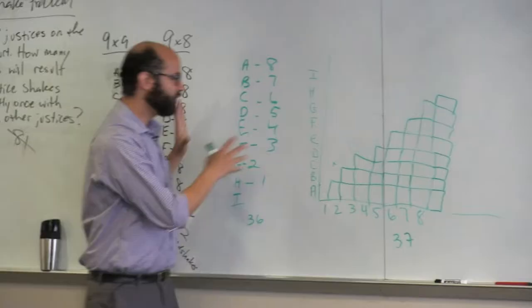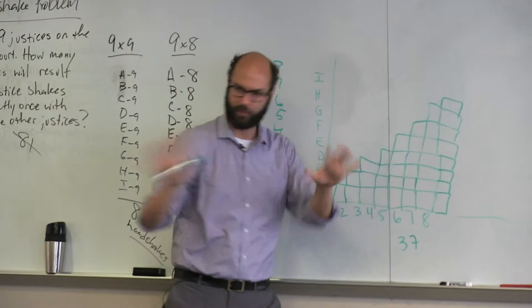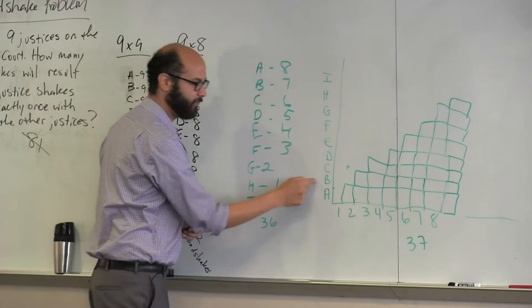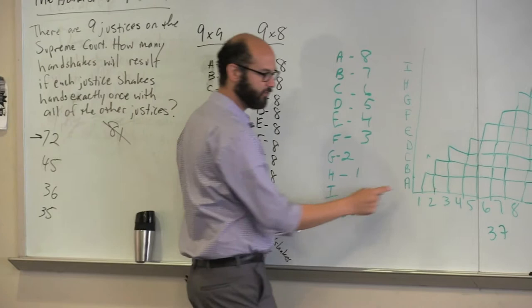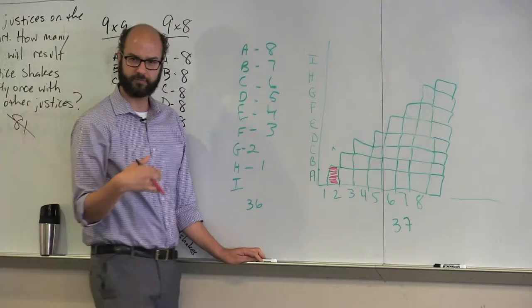So now let's look at this picture, right? And I really want to know what people think about how this picture works. So first of all, what is this ABC? What's A through I here? 9 judges. Those are the 9 judges. What are these 1, 2, 3, 4, 5, 6, 7, 8? Handshakes. Okay. So what is this first box? First of all, why is there not a box here?